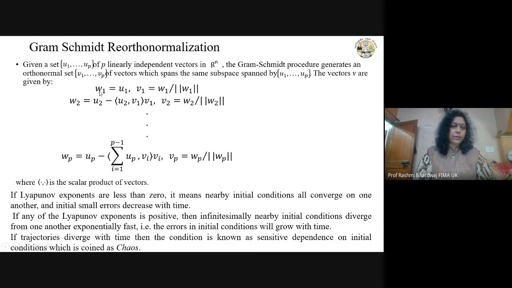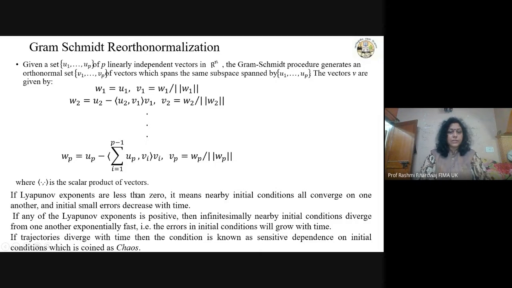So what are you defining? You are defining the vectors w as w1 is u1 itself, and v1 is the orthonormal vector which is w1 divided by the norm of w1. Then w2 is nothing but u2 minus the bracket of u2, v1 into v1, and v2 is defined as w2 divided by the norm of w2. In the same way we define the vector wp, which is nothing but up minus the sum of the inner products of up with vi times vi, and vp is nothing but wp over the norm of wp, where this is the scalar product of the vectors.